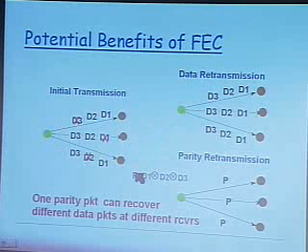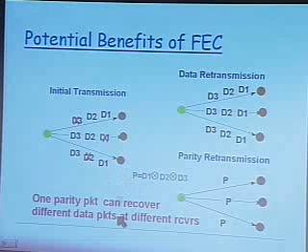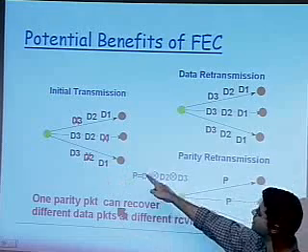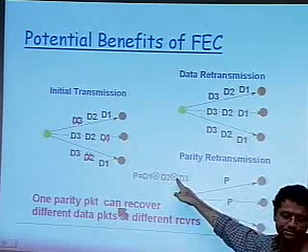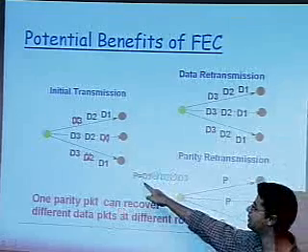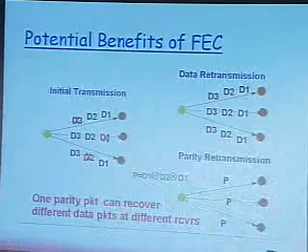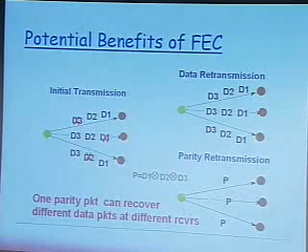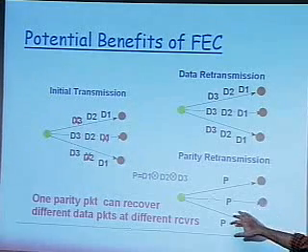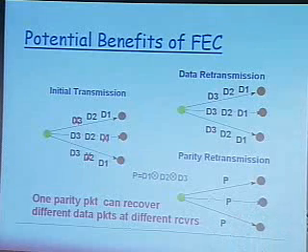Now what you do is you construct a parity packet which is D1 exclusive OR D2 exclusive OR D3. This is the parity packet P. This parity packet P can help you recover all the different data packets at different receivers.